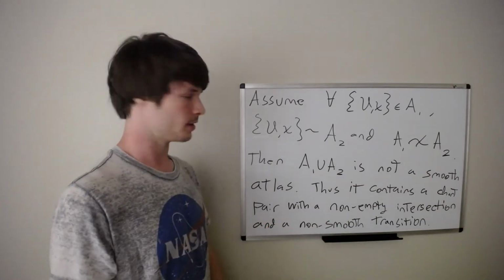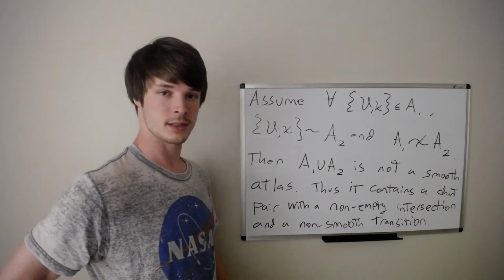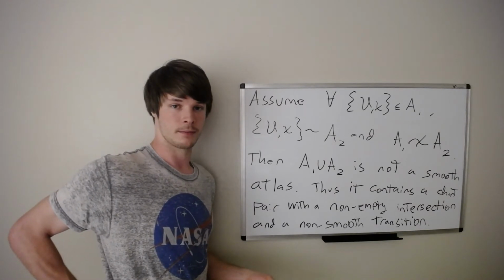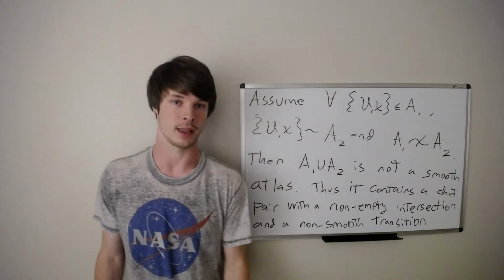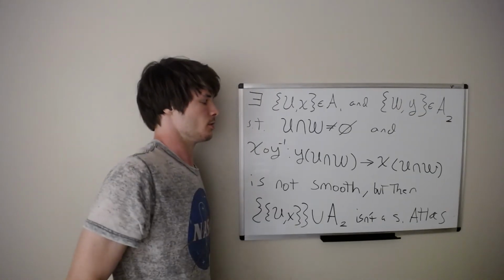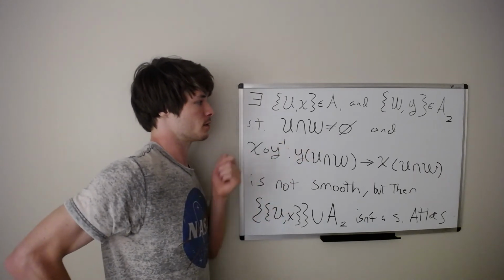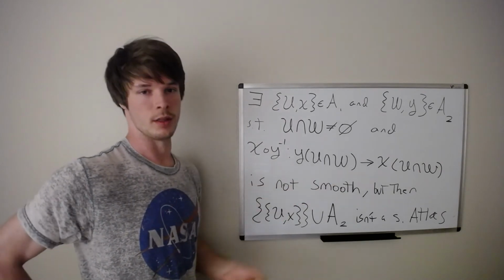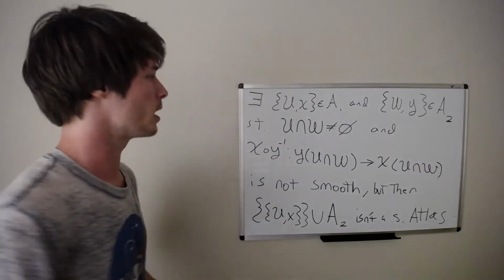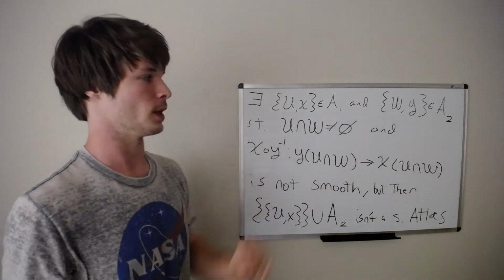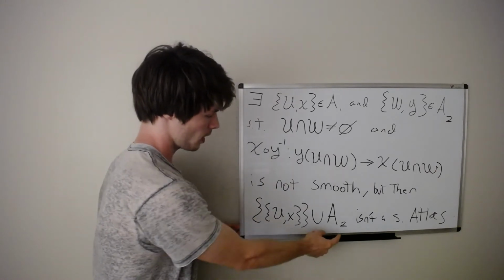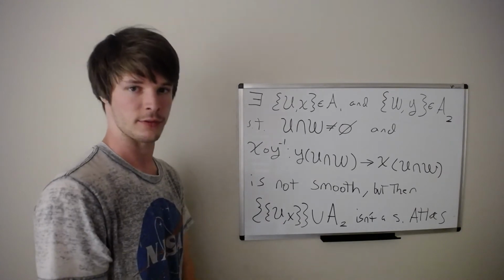So after all that long discussion, we know that there exists some chart in A1 and some chart in A2, such that their domains have a non-empty intersection, and the chart transition is non-smooth. So I'll write that up as our findings, and then we'll see where that takes us. All right, so we found that there exists a chart in A1 and a chart in A2, so that they have a non-empty intersection of their domains, and that the transition map given by this composition here isn't a smooth function. But that's a problem, because we assumed in the very beginning that every single chart contained in A1 was compatible with A2, so that every single union of a singleton containing only a chart from A1 and the set A2 had to be a smooth atlas by the definition of compatibility.